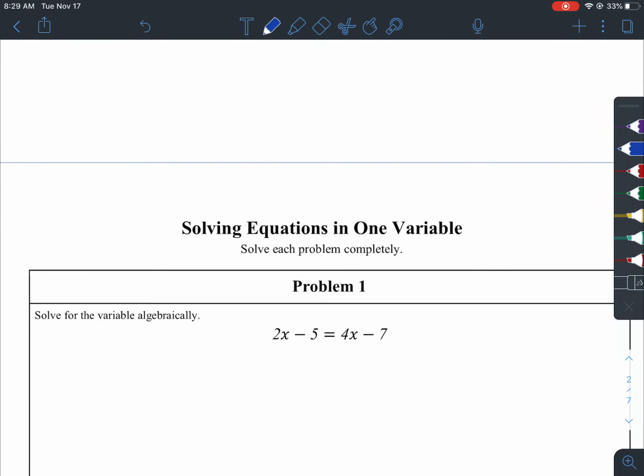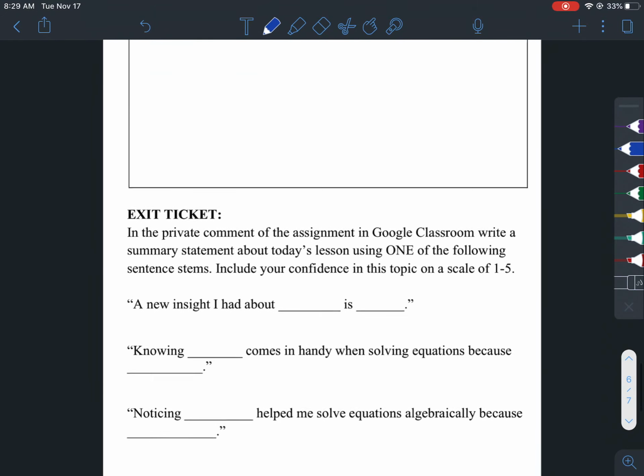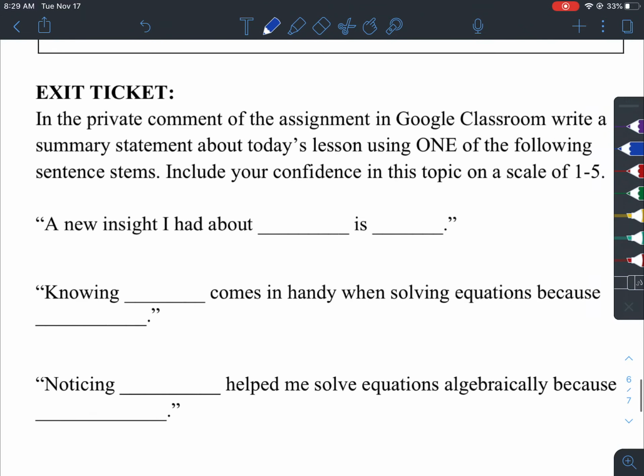Okay, you're going to be finishing this entire worksheet, so you got problems 1 through 7. And then lastly, you have this exit ticket, so please follow the instructions carefully. You have to submit something on Google Classroom.